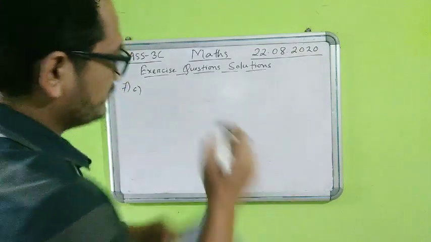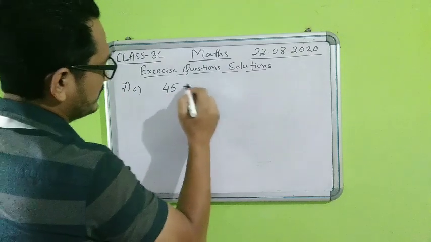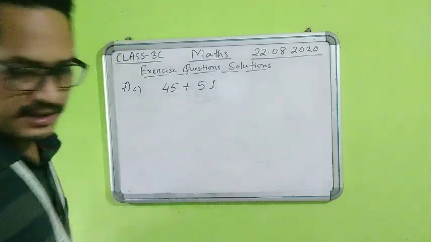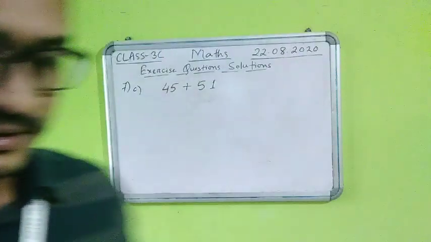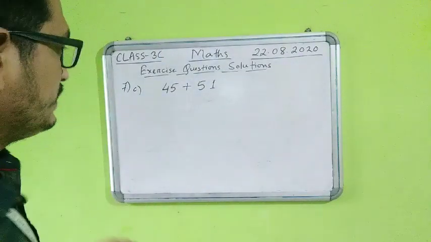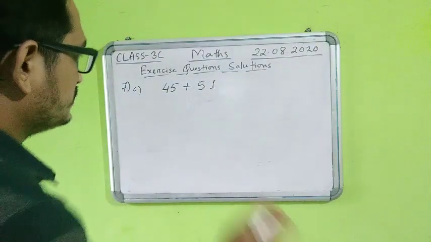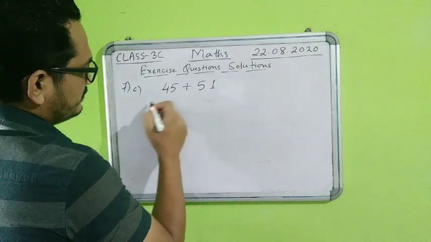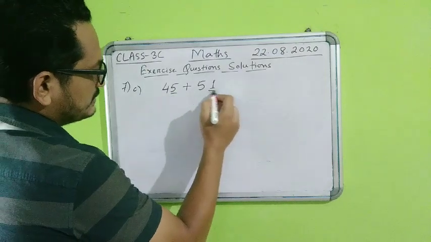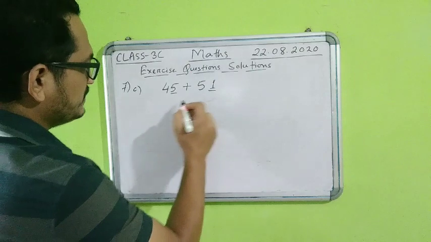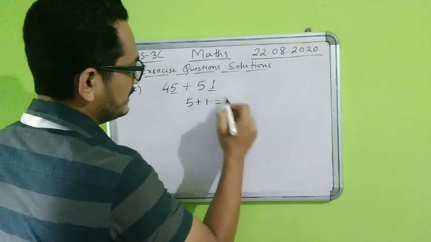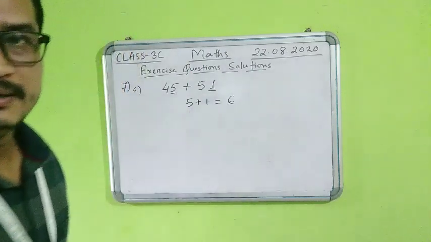It is 45 and 51. 45 plus 51. Now students, since it is said to be without regrouping, that means there will be no carrying forward. So what we have to do is add the ones place first. The ones place is 5 plus 1, and that will give you 6.